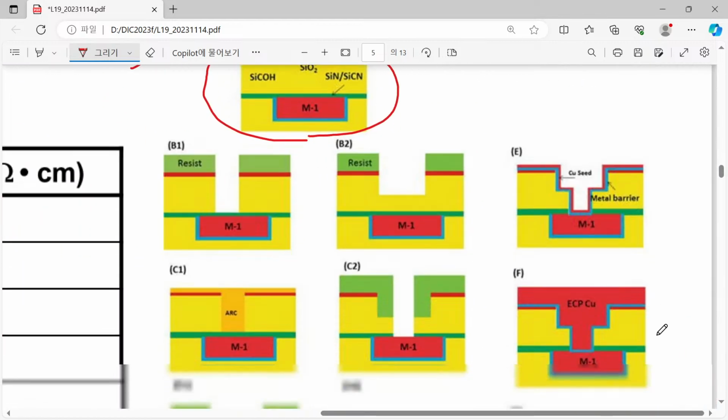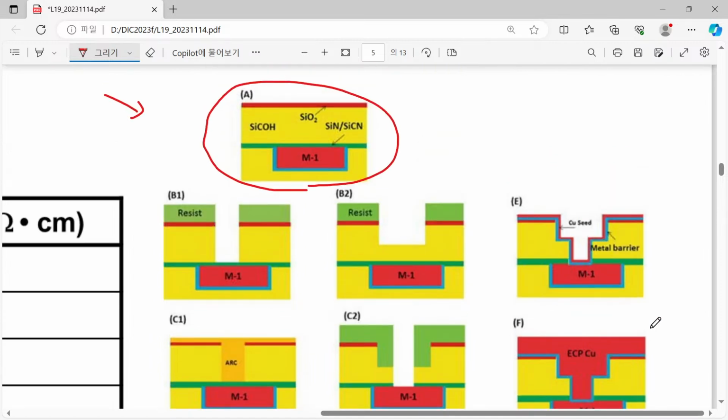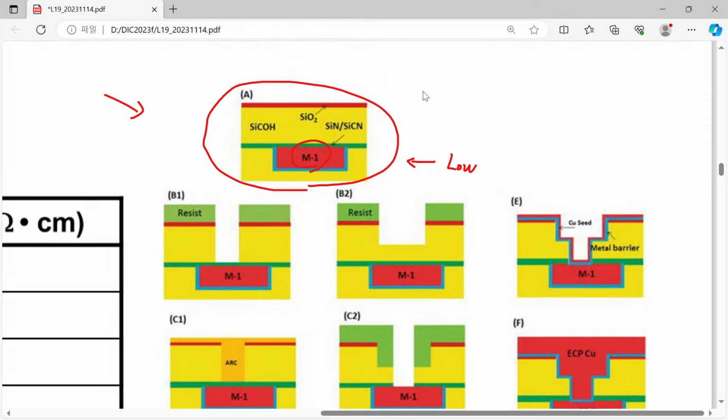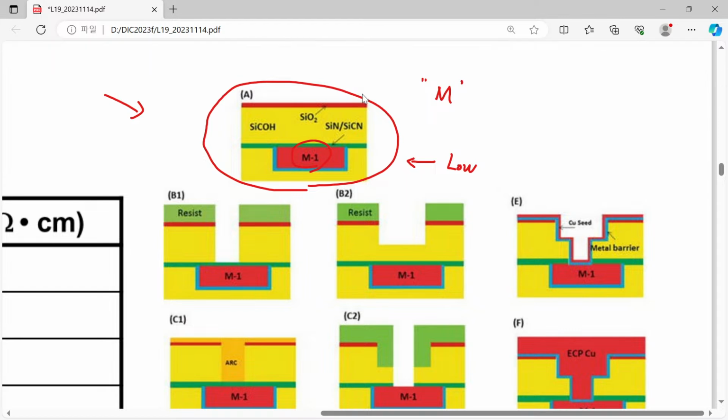Okay, so as you can see here, let's assume that we have already made a certain lower level wire. So lower level, M1 level shown here, and eventually we wanted to introduce the next level, level M. Then how can we make this new level on top of the already fabricated lower level?